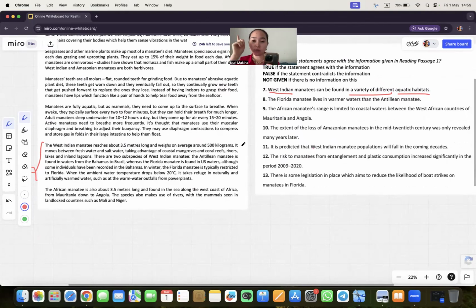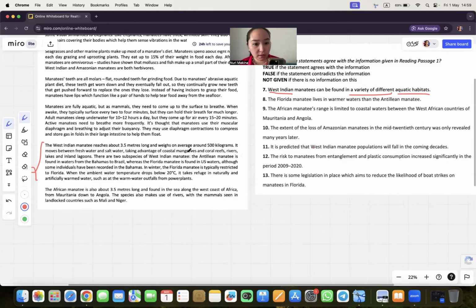Please make sure that you're locating the answer. So we have located the answer. The answer is probably here. Let's read it. West Indian manatees can be found in a variety of different aquatic habitats. Let's keep reading. The West Indian manatee reaches about 3.5 meters long and weighs on average around 500 kilograms. It moves between freshwater and saltwater, taking advantage of coastal mangroves and coral reefs, rivers, lakes, and Indian lagoons. So that means West Indian manatees can be found in a variety of different aquatic habitats.